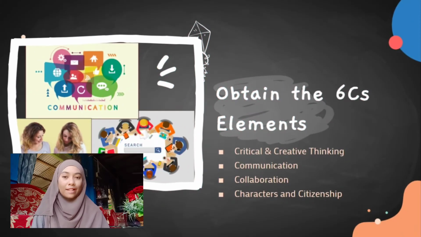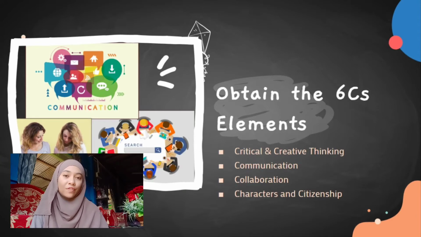The first experience is obtaining the 6 CS elements, like critical and creative thinking, communication, collaboration, and character and citizenship. From searching and browsing the information, we tend to give our whole attention to it and try to relate, brainstorm, and think critically to find the best ideas from it in order to make the project done successfully. We communicate with more knowledgeable others to get things clearer.